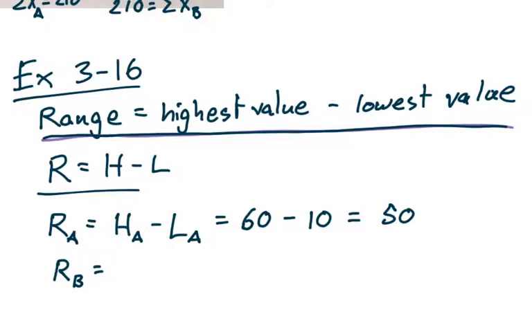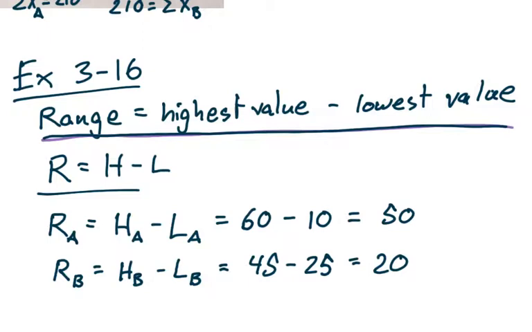And here we'll just do the same thing for this one. The high from set B minus the low from population B. That was what? The high value was 45 and the low value was 20 for set B, 20, oh, sorry, 25. Okay, so the range ends up being 20.